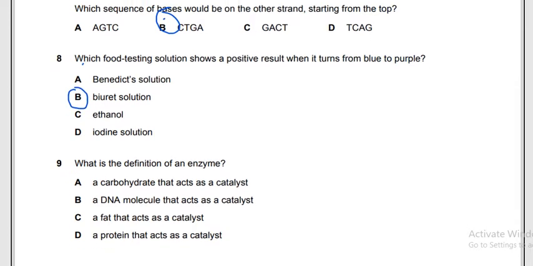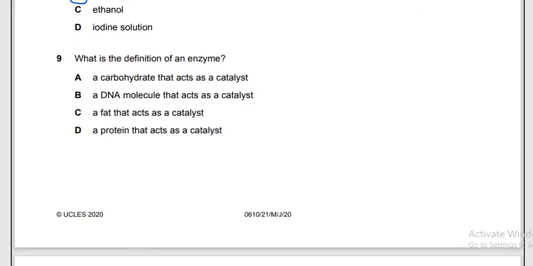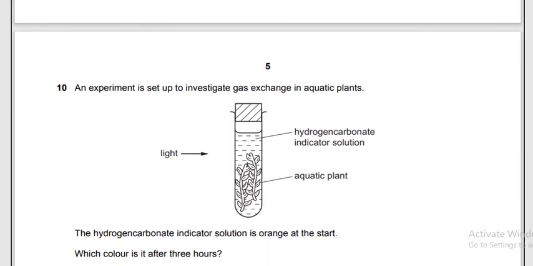Okay. Now, what's the definition of an enzyme? An enzyme is a carbohydrate. That's wrong. DNA, no. Fat, no. So obviously the answer is D, because an enzyme is a protein that acts like a biological catalyst that helps to speed up the rate of metabolic reactions.